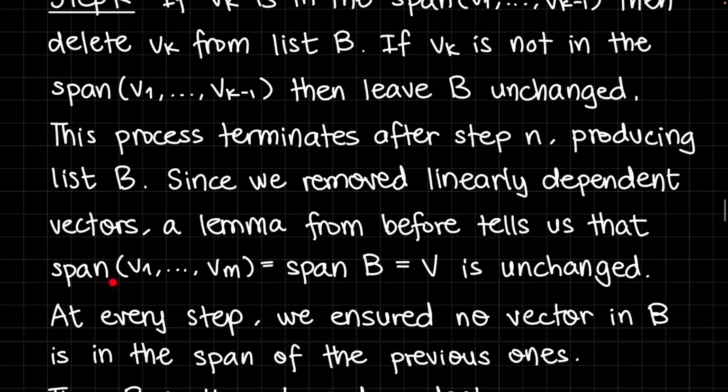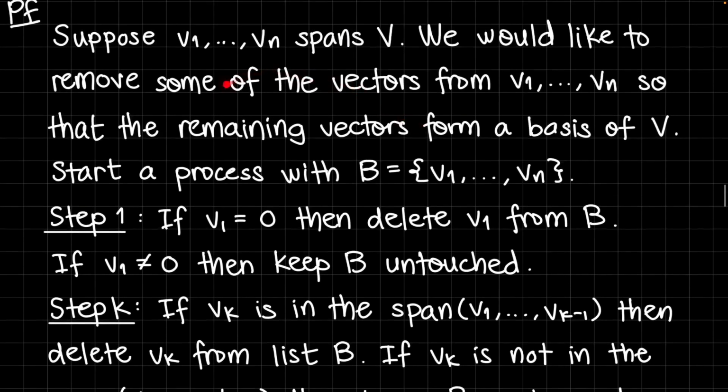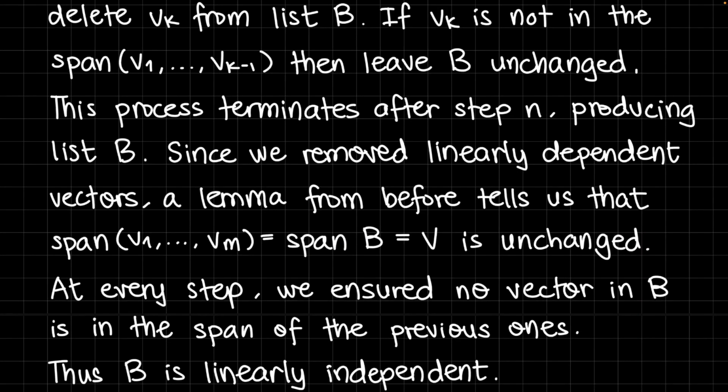So the span of V1 through Vm, which was the original list, equals the span of B, which is the list we get after the process terminates, after we remove those bad linearly dependent vectors. That should still be V, because V1 through Vm spanned capital V. So span B is equal to V as well. And that's actually what we assumed, right? Because we started with a list that spans V, although we should have a Vn here.